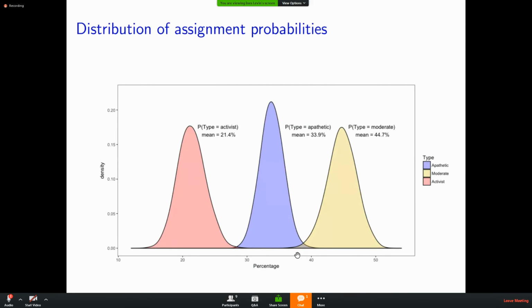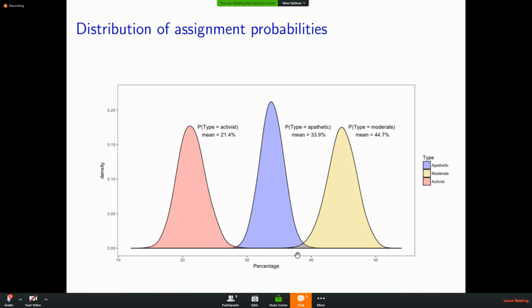Okay, so the first result that I'm going to show you has to do with the probability that an average person in the sample is classified as having each of the three types. Remember, in estimating the model, I assumed that there were at most three types. So what I'm showing you here is the probability that this average person is classified as having either an activist type, a moderate type, or an apathetic type.